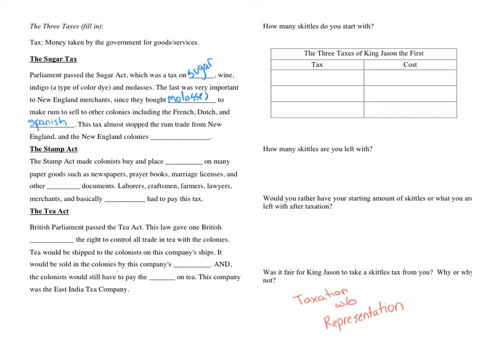This tax almost stopped the rum trade from New England, and the New England colonies protested. So, the sugar tax was really affecting these New England colonies. But some of the other colonies, although they didn't care about this tax, they started noticing, especially the leaders, that the tax was unfair.